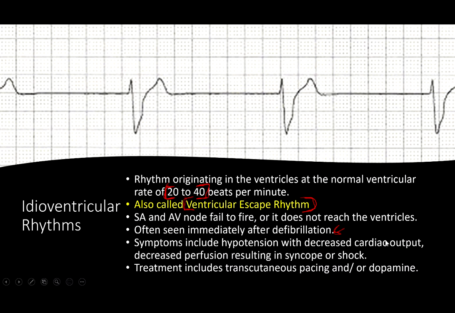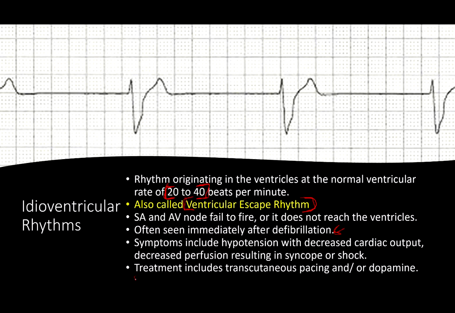Your signs and symptoms for idioventricular rhythm: your patient's definitely going to be hypotensive, they're definitely going to be bradycardic, probably very shocky. I've had patients come in for weakness or a syncopal episode. We put them on the monitor and they are in this idioventricular rhythm at 35 beats per minute. And you're kind of wondering, how is this patient even still alive? So definitely something that we need to fix right away.